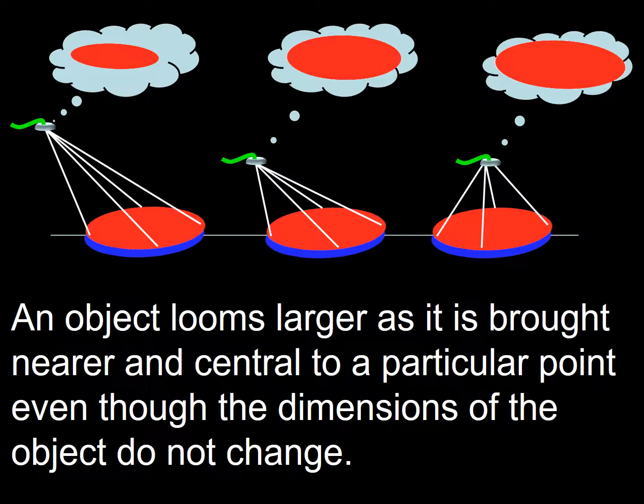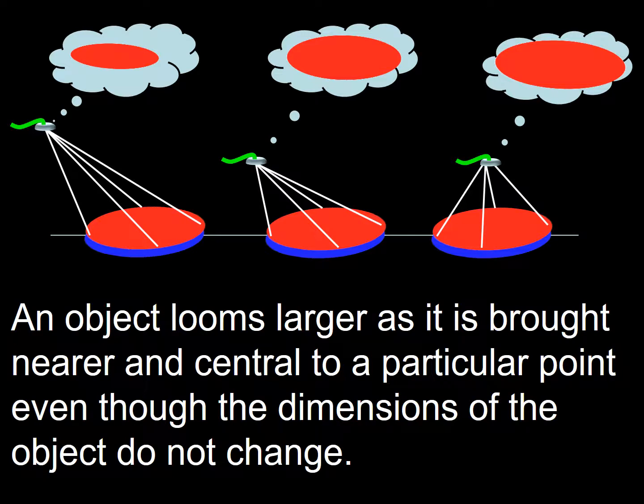An object looms larger as it is brought nearer and central to a particular point, even though the dimensions of the object do not change. In this frame, as you can see, the dimension of the circular structure at the level of the white line is the same, but their perception by the electrode is different depending on the spatial relation between the electrode and the object.